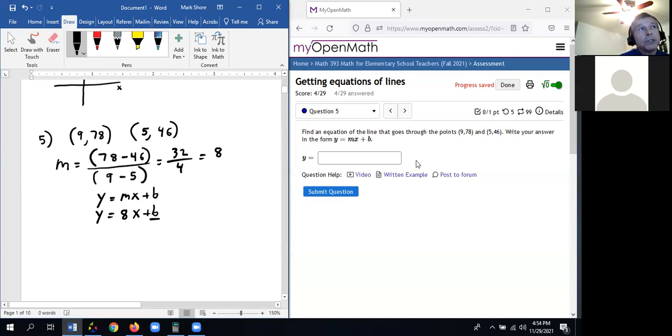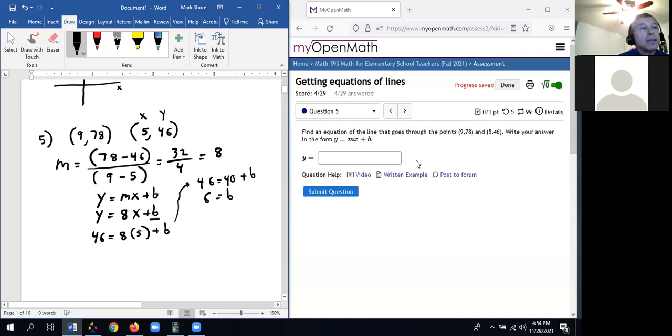It doesn't matter which point you use. You'll get the same answer no matter which point you use. So I'm just going to pick this one because it's smaller numbers. There's an x and a y. I'm just going to substitute those in. So I get 46 equals 8 times 5 plus b. So when you work this out, I'll just go here to work it out. You get 46 equals 40, because 8 times 5 is 40, plus b. And subtracting the 40 from both sides, you get b equals 6.